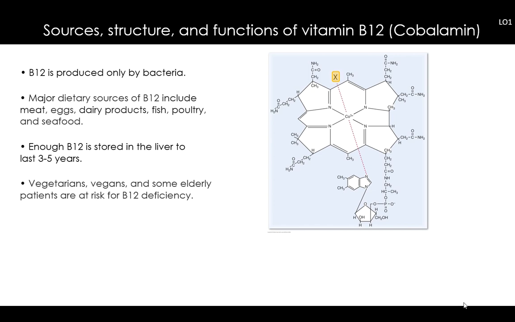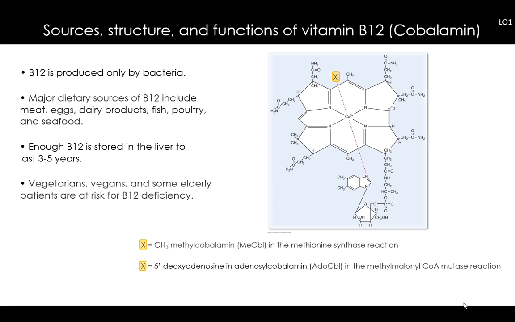Vitamin B12 contains a core and ring system coordinated to a cobalt plus 3 atom, similar to the iron plus 2 atom in heme, and this cobalt can form a weak bond to a carbon atom, either a methyl group in methylcobalamin, which is used in the methionine synthase reaction, or with the 5' carbon of deoxyadenosine in 5' deoxyadenylyl cobalamin, which is used in the methylmalonyl-CoA mutase reaction that I'll discuss shortly.